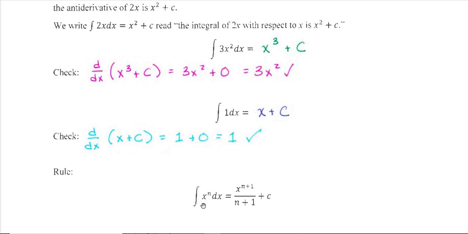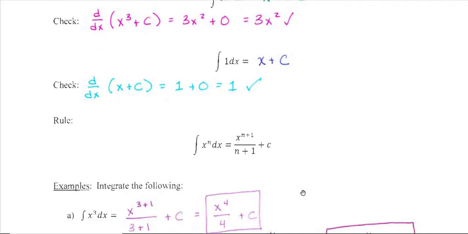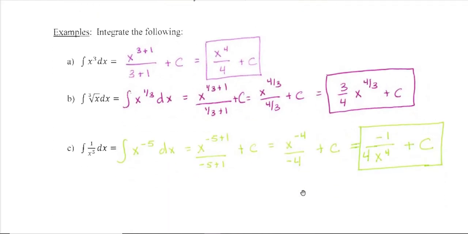So the integral of x to the n dx will be x to the n plus 1 divided by n plus 1. And then we need this constant of integration, because when you're taking an indefinite integral, you're looking for all the solutions. And again, we need that plus c because the derivative of any constant is 0. So there are technically infinitely many solutions. All right, let's look at a few examples here.